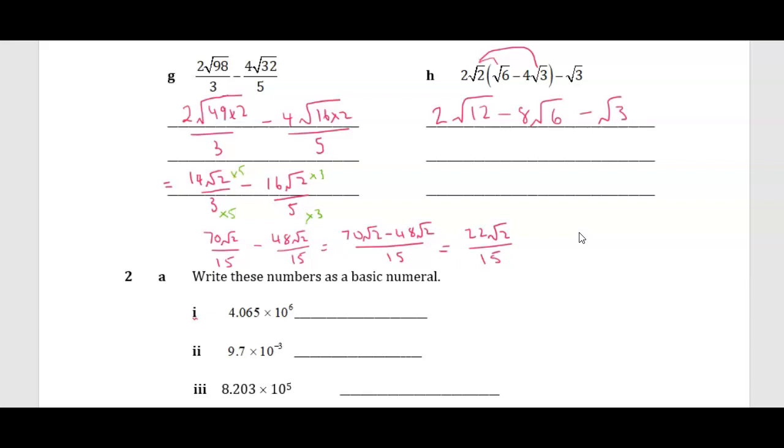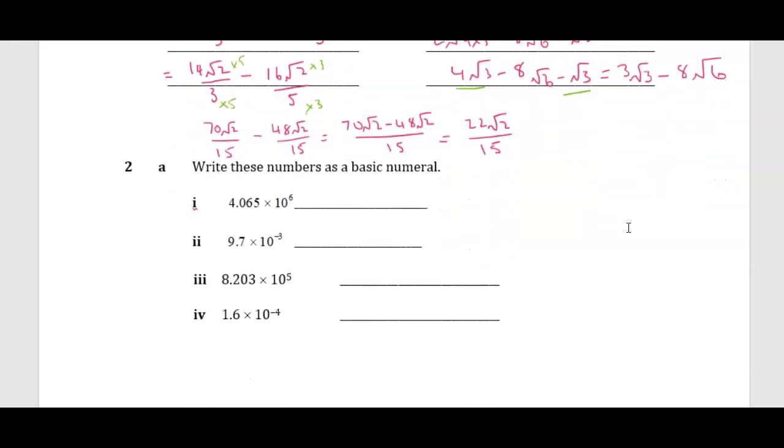Okay, let's simplify 2 root 12. So the 12 can be written as 4 times 3, minus 8 root 6, minus root 3. So then we've got 4 root 3 minus 8 root 6, and root 6 can't be simplified. But we've got like terms here. We've got the 4 root 3 and the minus root 3. So we've got 3 root 3 altogether. And then minus 8 root 6. Remember, they're not like surds, so we can't do that subtraction any further.